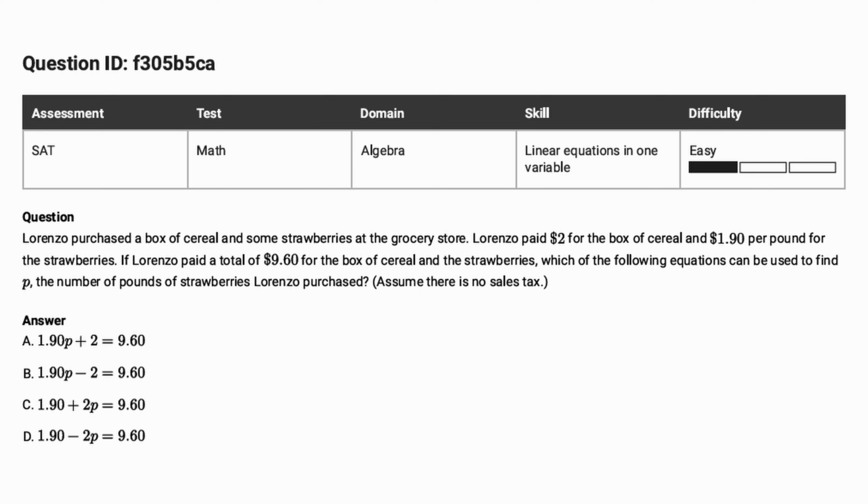We see that the $2 for the box of cereal is essentially the down payment because it's a one-time purchase, and we see $1.90 per. And now since we see the per, I'm putting the variable with that. 190p plus the $2 for the box of cereal equals $9.60 for both. And so that's what I'm looking for in the answer choices. And in A, we see that 190p plus 2 equals 960. Hopefully that makes sense for you guys.